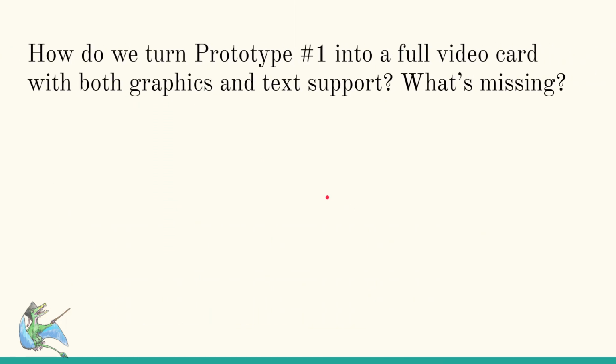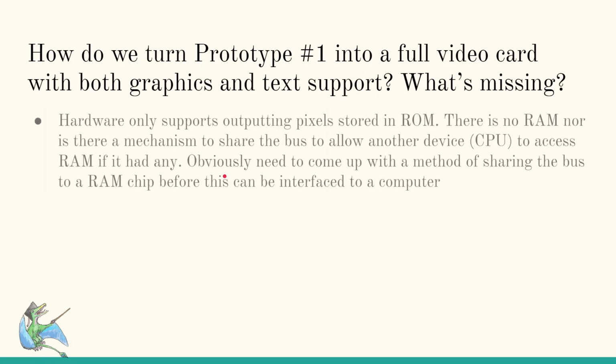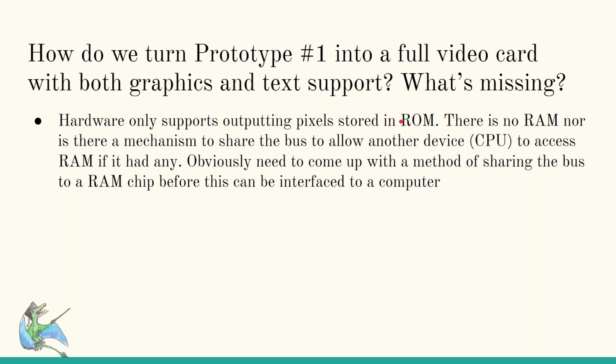So, how do we turn this into a full video card for a computer? First off, obviously it only supports outputting pixels stored in the ROM. There's no RAM, and there's no mechanism for sharing the bus, so if it was RAM, to allow another device to access it.